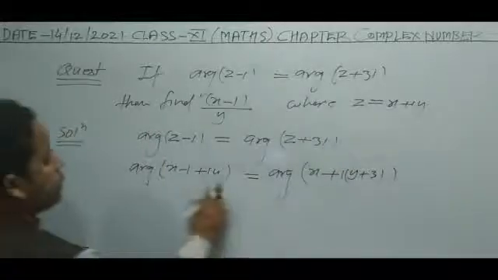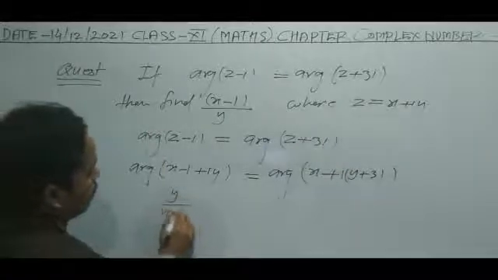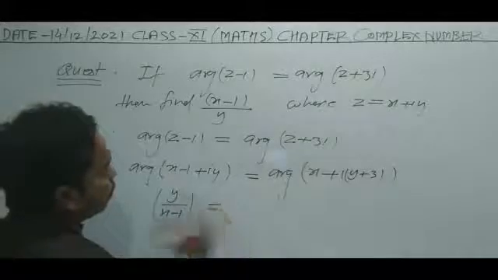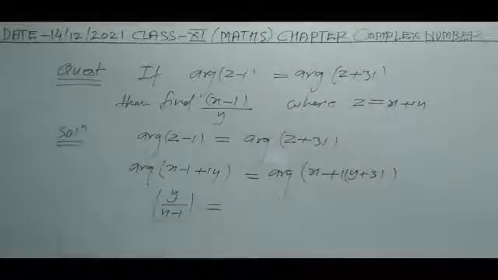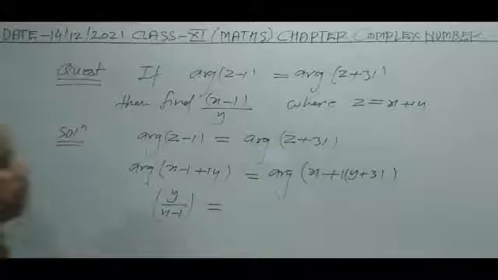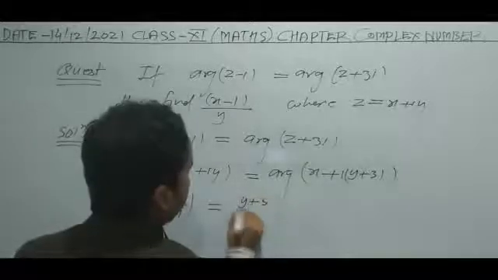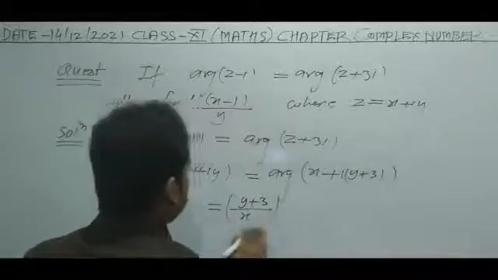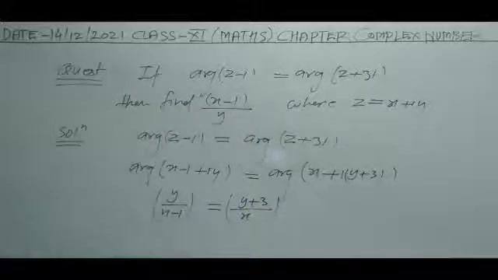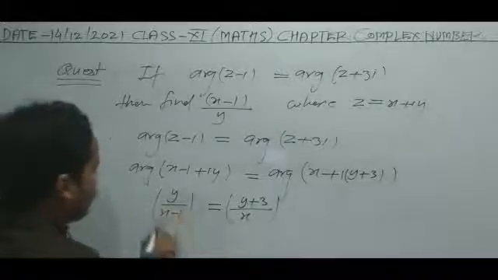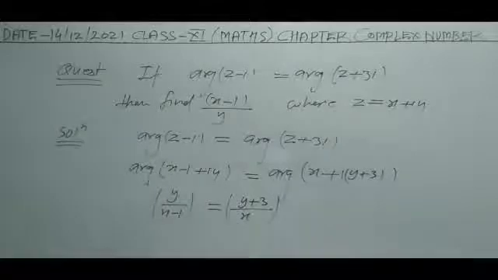Now this equation will be y upon x minus 1 is equal to y plus 3 upon x. Now we have to simplify. After cross multiply, what will you get as the result?